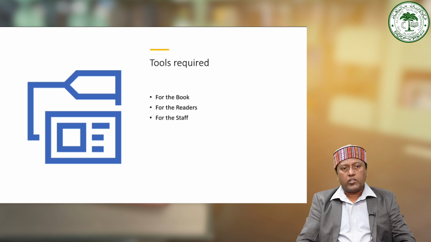Again, what are the tools required here? I told you for the books, what we require: book pockets, and these pockets contain essential details such as the call number, author, title, and accession number. And for the reader, you have the reader's identification card, provided to the borrower for identification purposes. Then for staff, a membership registration file is required, and a microphone will be required, and that microphone will be used in conjunction with the dictating machine for recording. That is the purpose here.